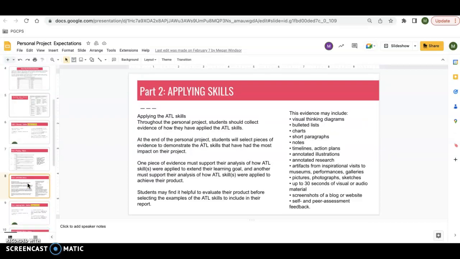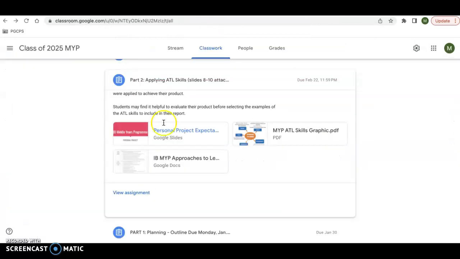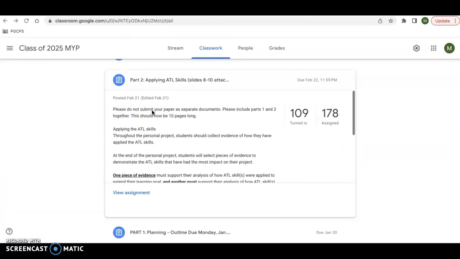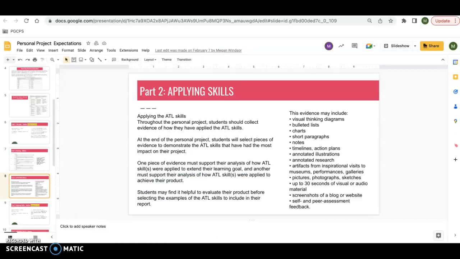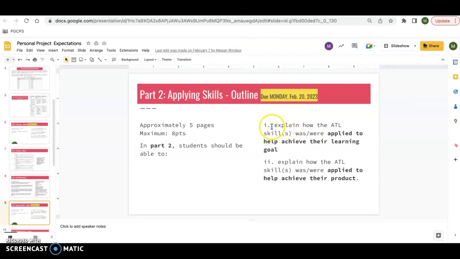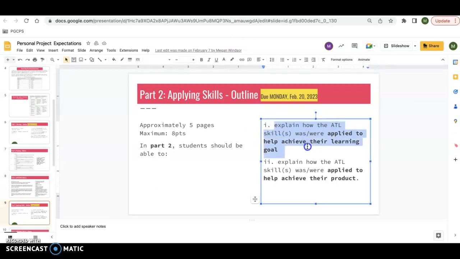So look, part 2 tells us what was also in the description here, right? That we're supposed to choose ATL skills that we believe apply to us, and then do two things. Explain how the ATL skills were applied to help achieve the learning goal. Remember the learning goal that you set in part 1. And then also explain how the ATL skills were applied to help achieve the product. All right, what on earth does that actually mean?